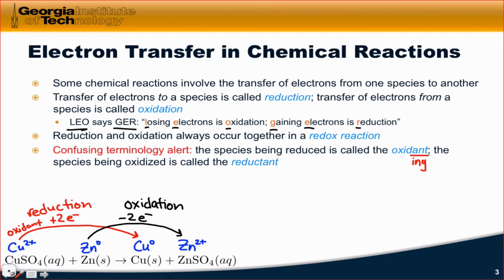On the other hand, the species being oxidized is called the reductant, and this is the species that's doing the reducing. It's the reducing agent. In this case on the bottom of the slide, the zinc metal is the reducing agent or the reductant. We know that because it's losing 2 electrons and donating those 2 electrons to the copper 2+, causing it to be reduced. It's the reducing agent or reductant.